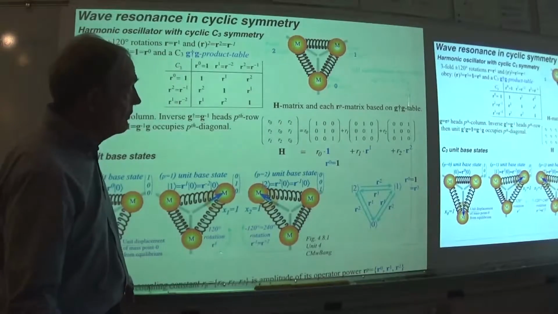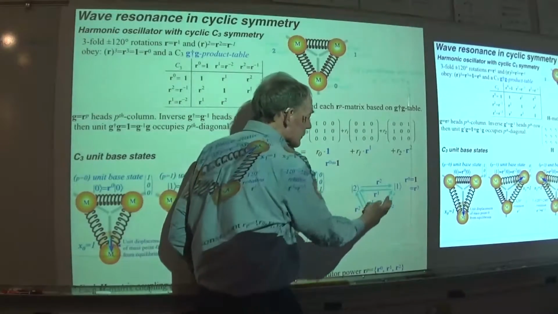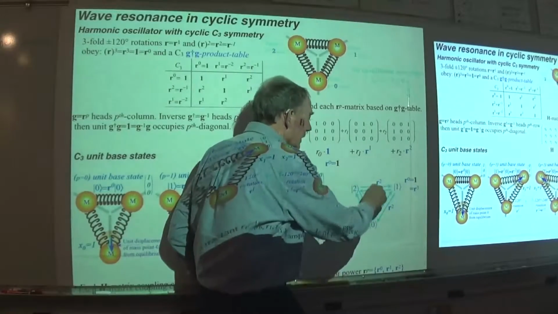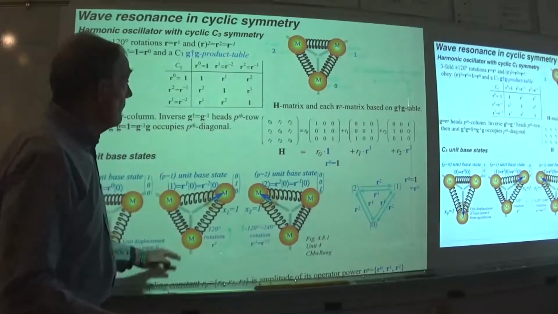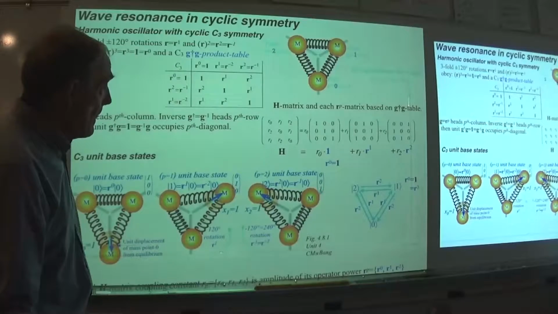Now, this is just a picture of where the various operators take you. R1 goes this way, then this way, then this way. The other one goes around the other way. So it's just a direction of rotation map for this particular object.